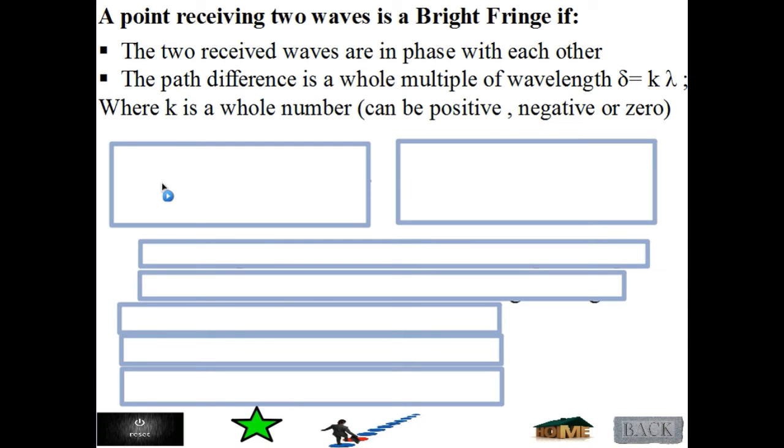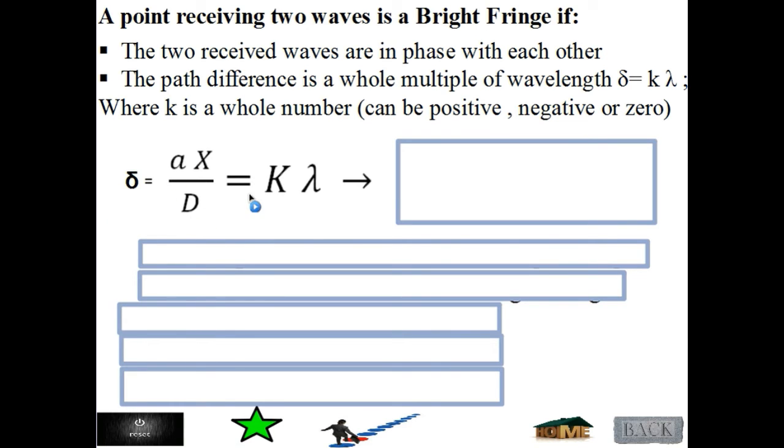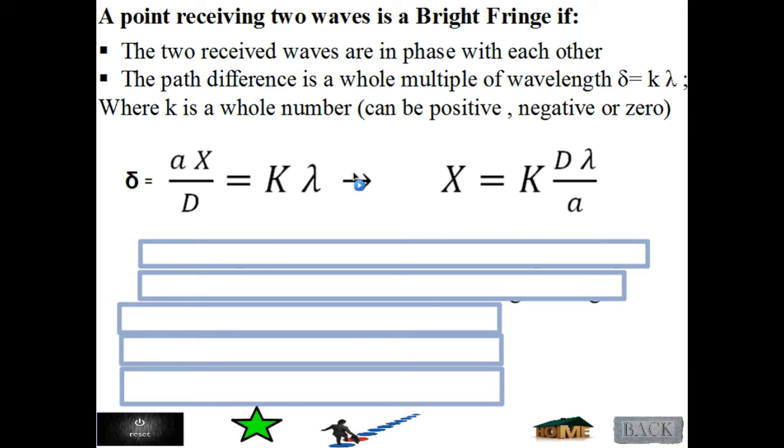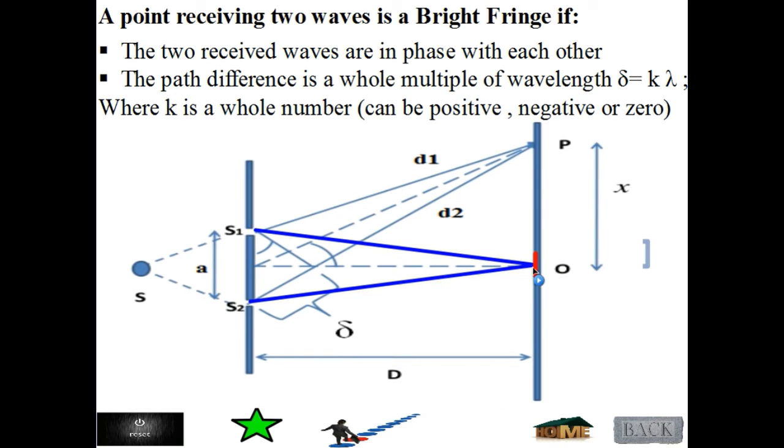We can write that delta equals k lambda, and we know that delta is equal to ax over D equal to k lambda. So x equals k lambda D over a. This is the expression of the position of the center of the bright fringes. If k is 0, then x equals 0. This is the central bright fringe at O, as in this figure.